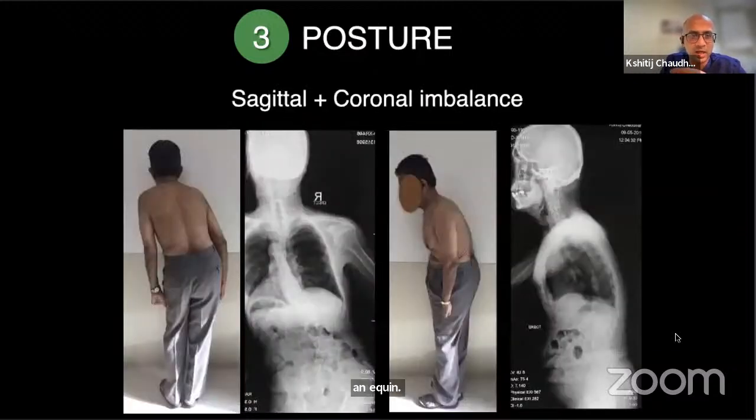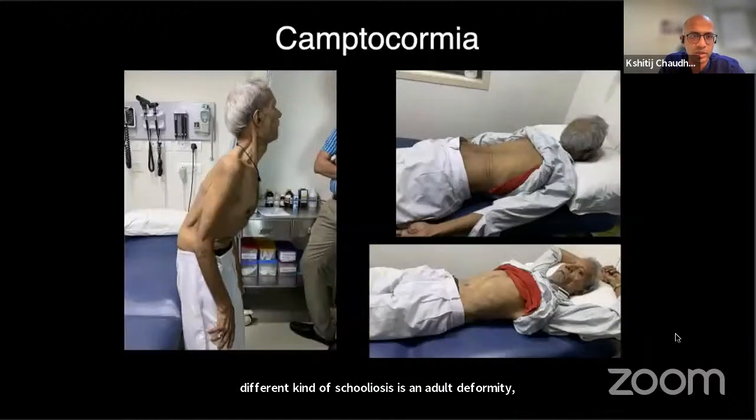This patient has a different kind of scoliosis. It is an adult deformity, degenerative scoliosis with an imbalance in posture. This patient is not an adult deformity, but camptocormia that is seen in Parkinson's disease. It's completely correctable when you make the patient lie down like this.